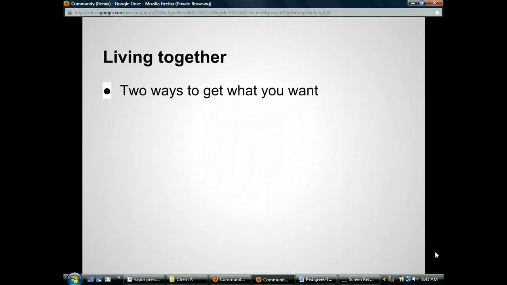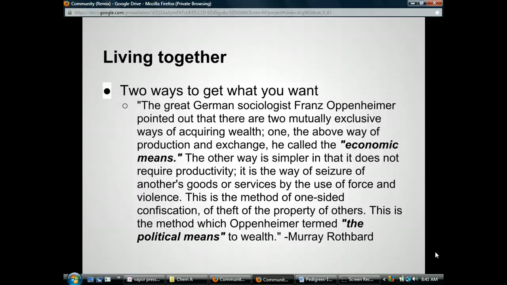So there's two ways to get what you want. The great German sociologist Franz Oppenheimer, he was around the early 1900s. He pointed out that there are two mutually exclusive ways of acquiring wealth. One, the above way of production and exchange, which he called the economic means. Think about the hot dog stand.